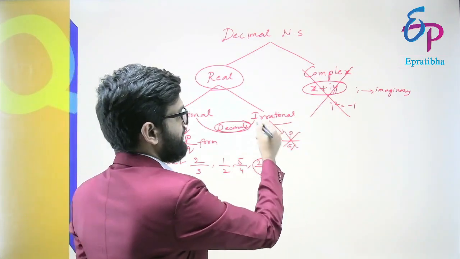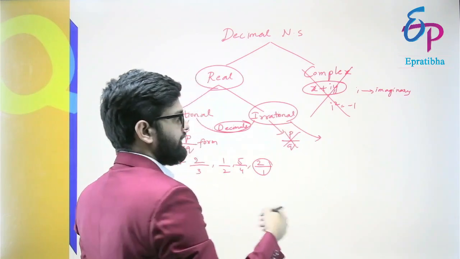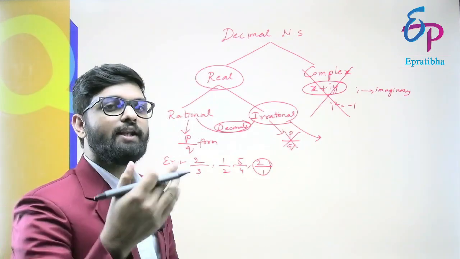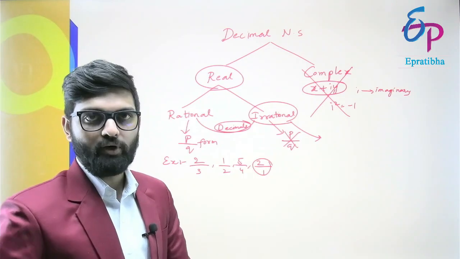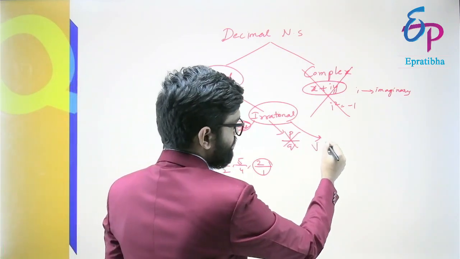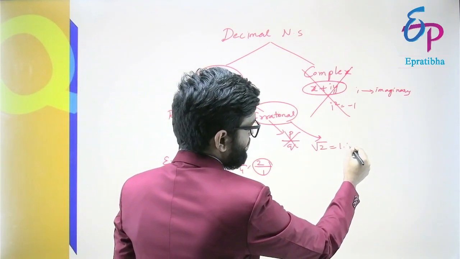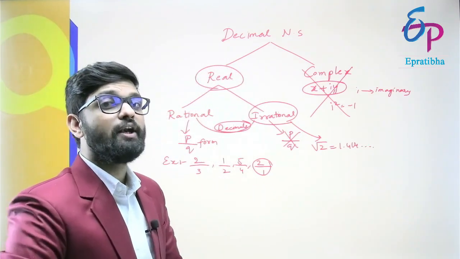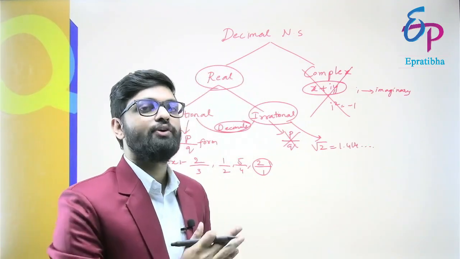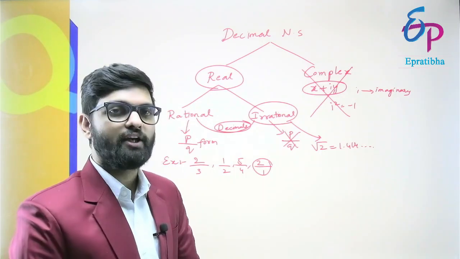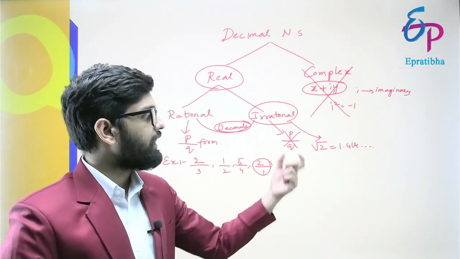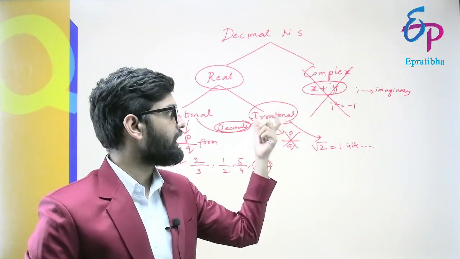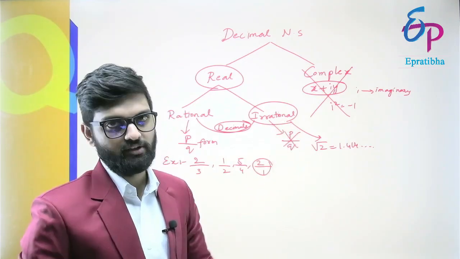But what are irrational numbers? What are those numbers which you can't write in the form of p by q? I'll give you an example. What is the root 2 value? Root 2 value is nothing but 1.414 and so on. You don't know how many digits are there in the numerator and you don't know how many zeros we have to take in the denominator. That's why you can't write root 2 in the form of p by q. That is why we call root 2 an irrational number.